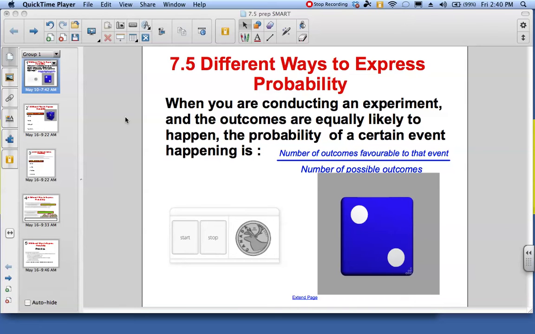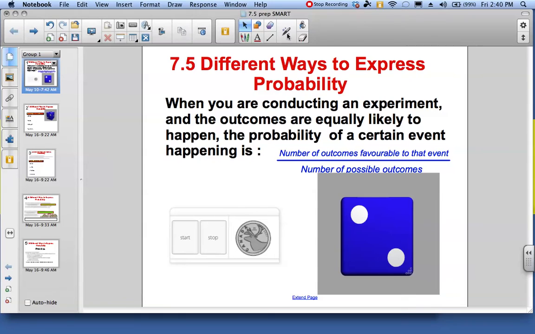Well, it sounds kind of wordy, but the way of thinking about it is if you were to do something, any possible way that it could end up or happen or finish would be your possible outcomes. If we were to look here at this coin being flipped, there are only two possible outcomes. It's either going to be a heads or it's going to be a tails. So whatever I get is going to be one out of two.